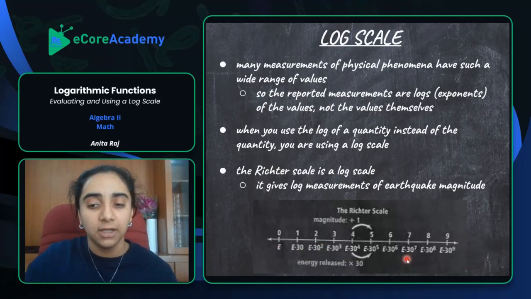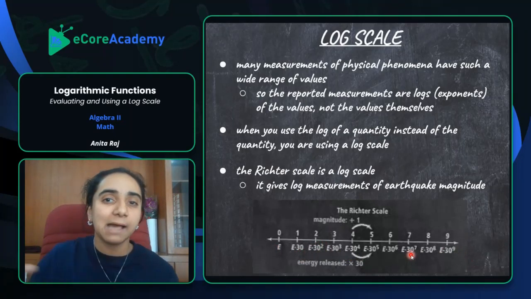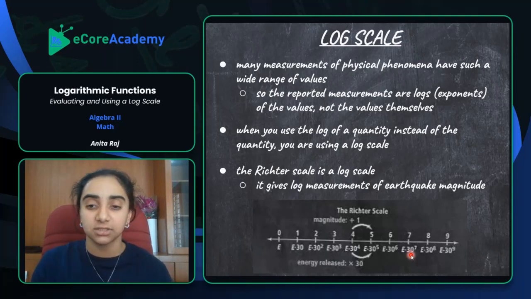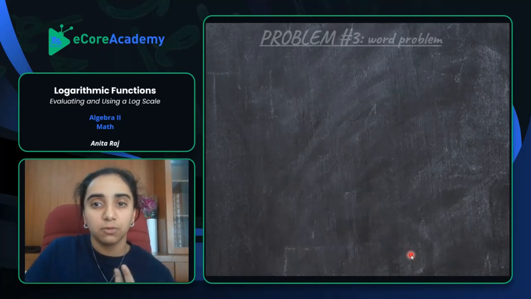So if, for example, E30 to the power of 7, what would happen if we had to write out that whole number? Well, we're simplifying it by just raising each of these values to an exponent. So this is considered a log scale. So we're going to do a word problem.